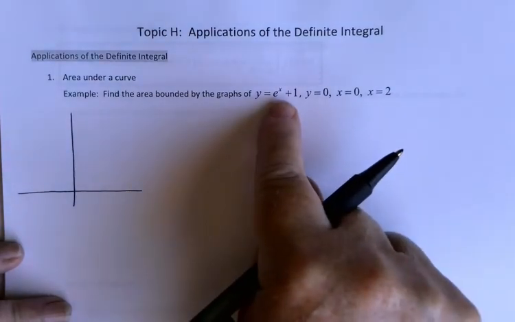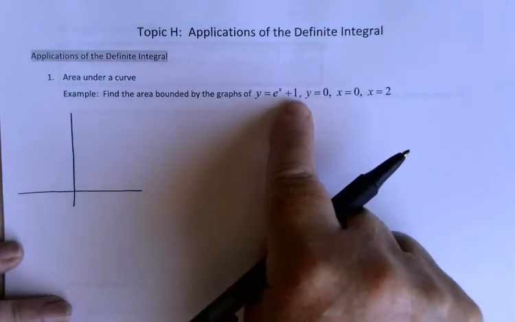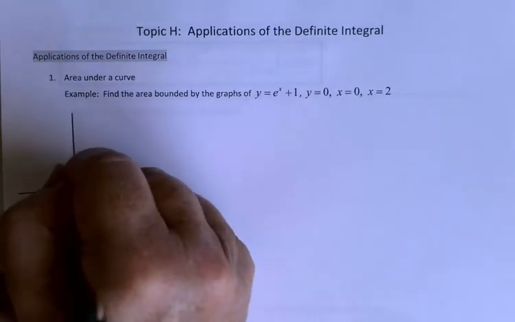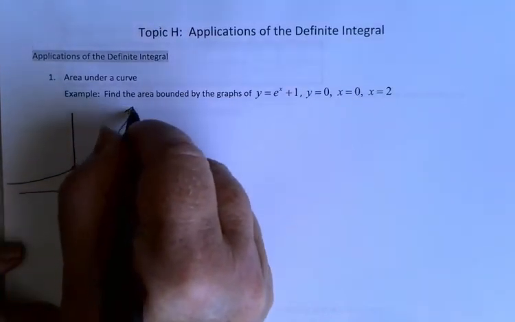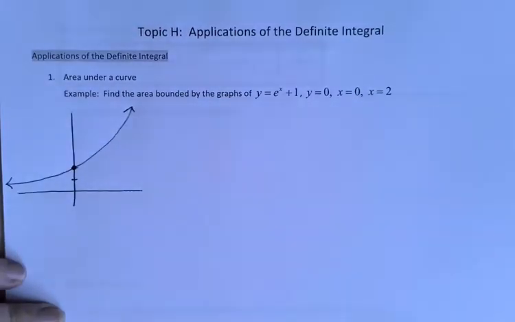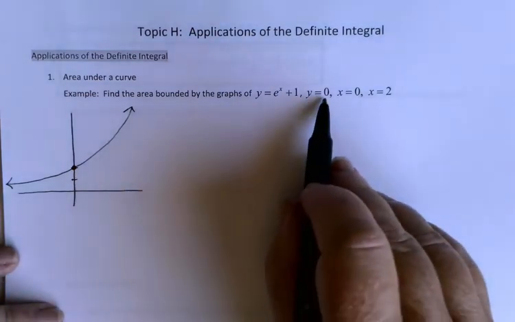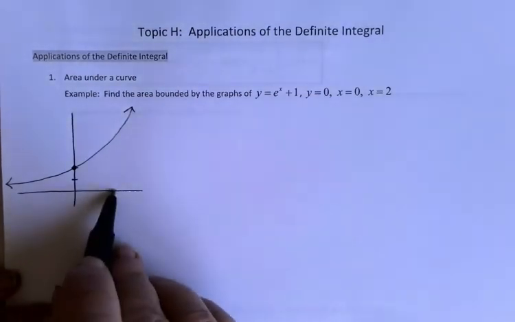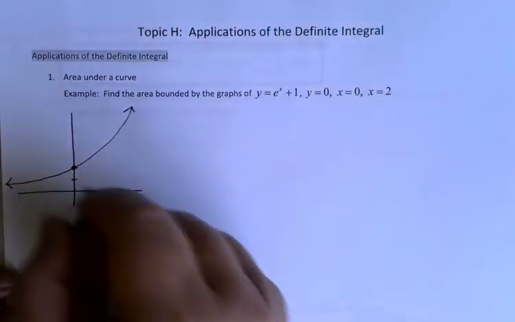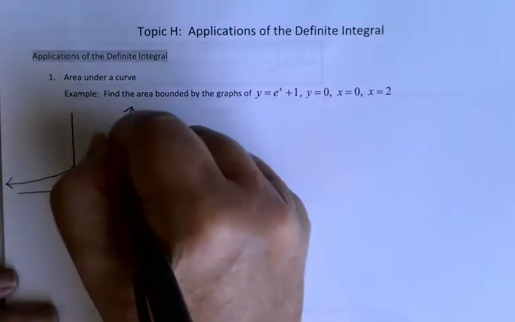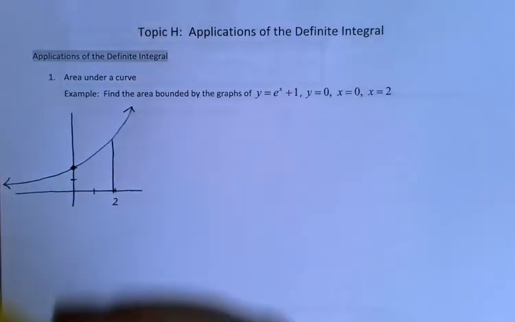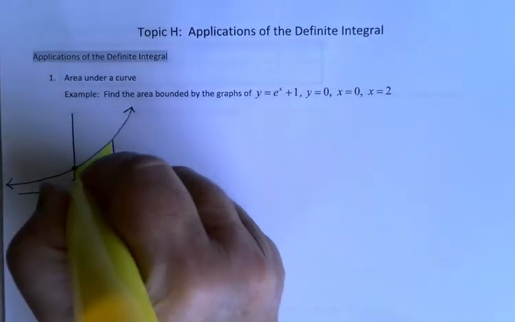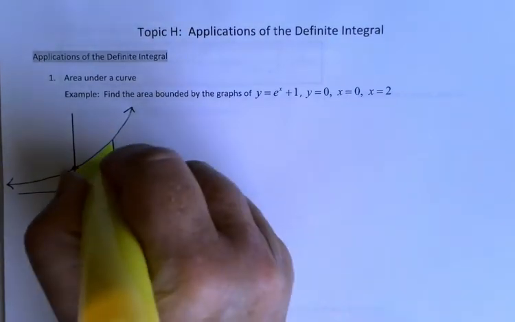E to the x plus 1, that's just your standard exponential growth function shifted up 1. So the y-intercept will be 2. And it'll basically look like that, right? Use a calculator if you want to, but we all know what exponential functions look like. y equals 0, that's our x-axis, that's a boundary. And then from x equals 0 to x equals 2. So I would be looking at this area, and that's what I want to try and figure out.